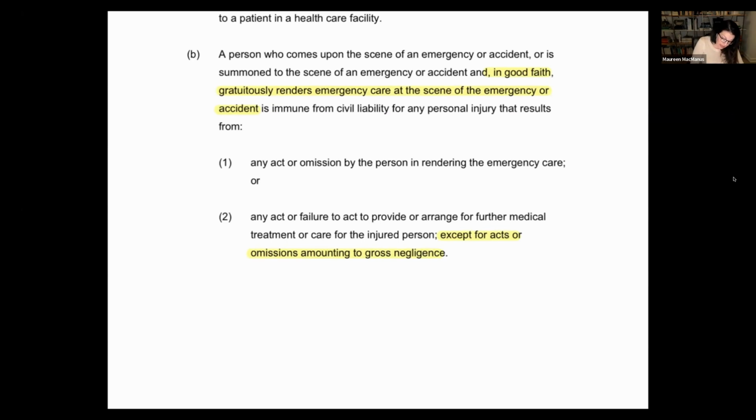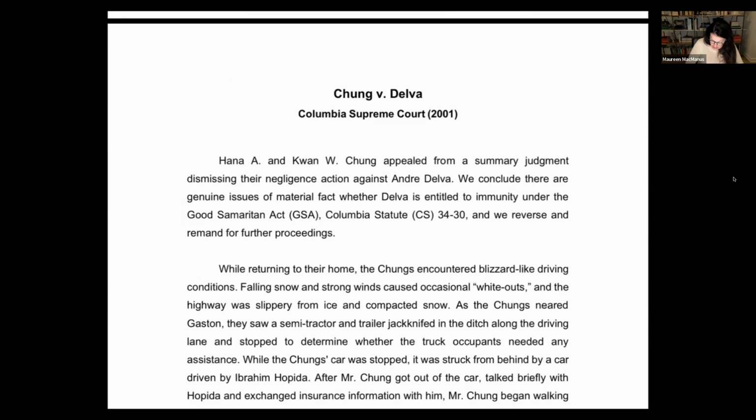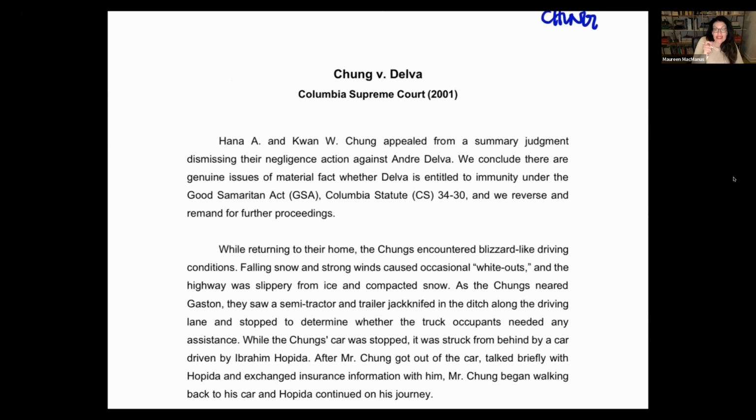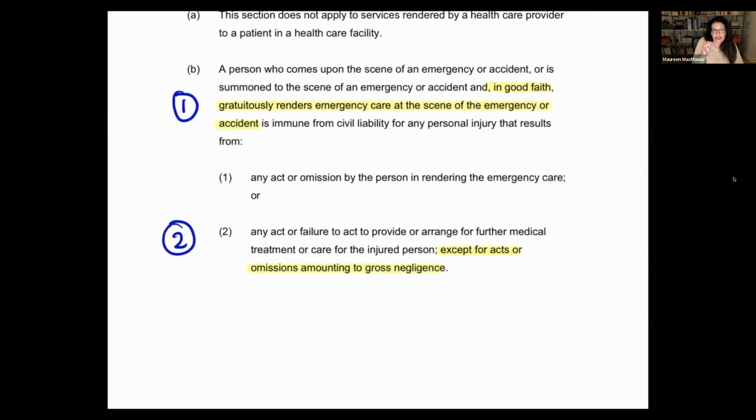So these are what I think my issues are. But I want to go to the library, the rest of it, to be sure. Here I have Chung v. Delva. So when I'm skimming and reading a case, and actually, let me take a step back to this.